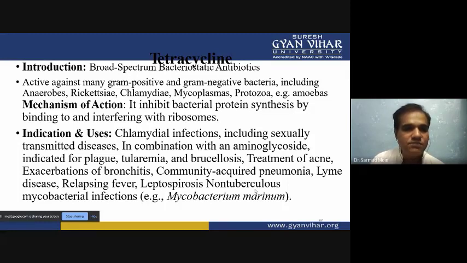If you look at the mechanism of action, it inhibits bacterial protein synthesis by binding to and interfering with the ribosome. How does it interfere? It binds with the ribosome and inhibits the translation of the protein. Normally, the mRNA binds to the ribosome, tRNA transfers the amino acid to the ribosome, and the protein is synthesized. Tetracycline goes and binds to the ribosome, so the protein can't be synthesized on the ribosome. So it basically inhibits the mechanism of translation.